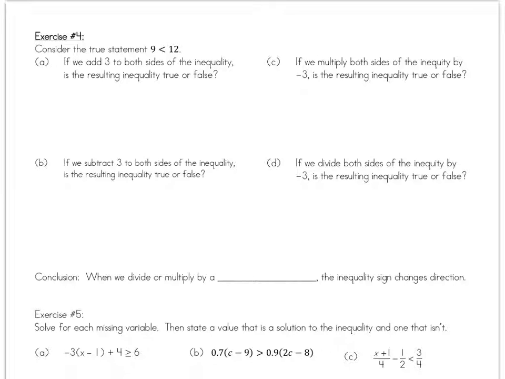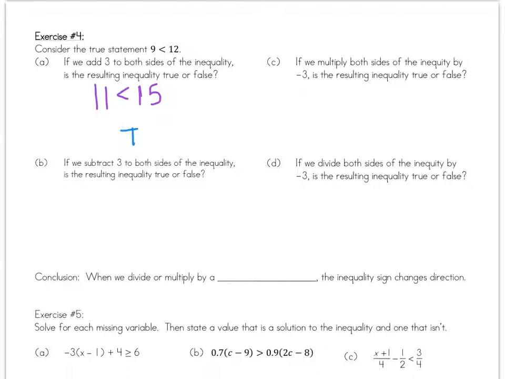As we look at exercise 4, it asks us to consider the true statement 9 is less than 12. So everyone agrees 9 is smaller than 12. Okay, I agree too. So A, what is A saying? If we add 3 to both sides of the inequality, well, what's 9 plus 3? That's 11. And what's 12 plus 3? 15. So we now have a new inequality statement. 11 is less than 15. Is the resulting inequality true or false?